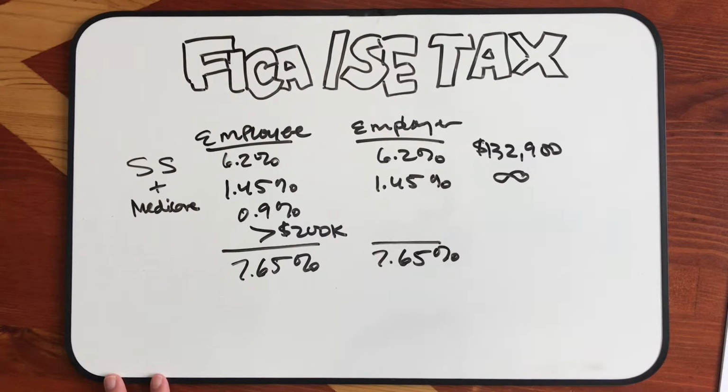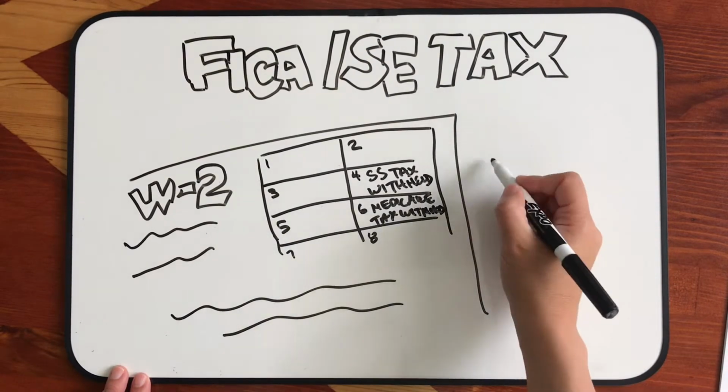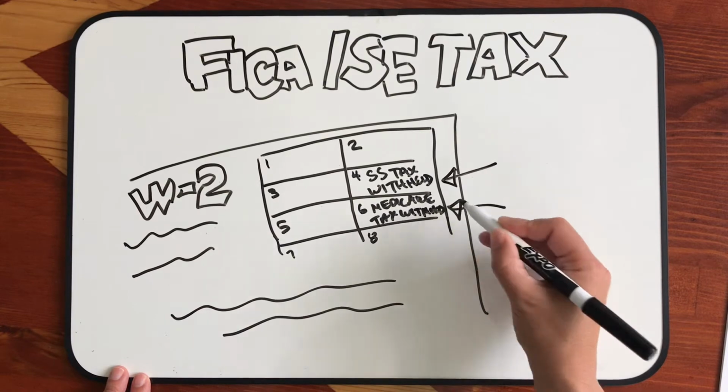It's important to note that if you are an employee, that amount is automatically withheld from your paycheck and sent to the federal government. You will usually not see that amount anywhere on your April 15th tax return. So you tend to forget that you paid it, but you can see the total amount you paid for the year in Box 4 and Box 6 of your W-2.